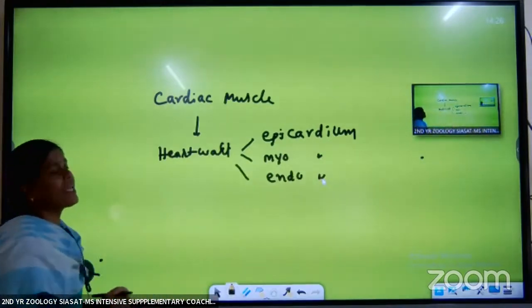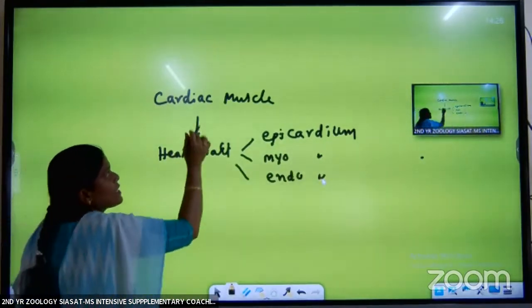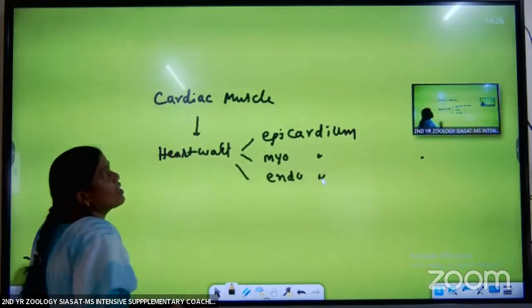The heart is covered by the pericardium. The heart is made up of cardiac muscle. The heart wall has three layers: the outer is called the epicardium, the middle the myocardium, and the inner the endocardium. From the endocardium on the inner side, the tricuspid and bicuspid valves are also formed. Next, the external structure of the heart.